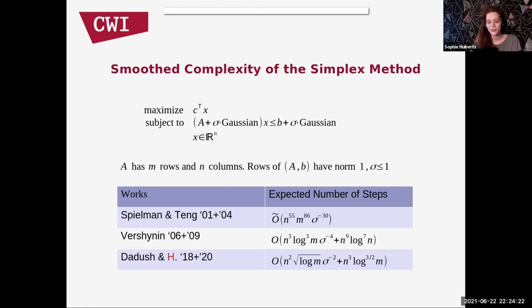And this original paper of theirs was 90 pages long, and it was very complicated. But improvements and simplifications due to first Vershynin and later myself and Daniel Dadush have actually made great strides to get a more reasonable bound using a shorter and more understandable proof.